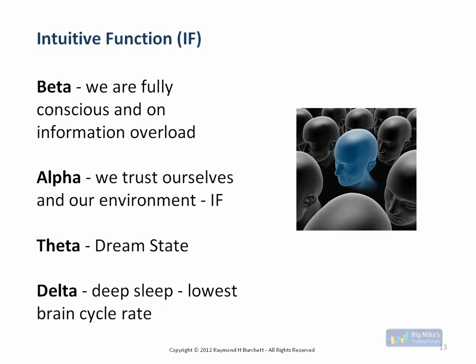Where we need to be for intuitive function to occur is alpha. When we're in alpha, we trust our environment, we trust ourselves to participate in it. Now here's the key thing to remember. As I said before, all of us perform intuitively to some degree. The most successful, the ones who consistently outperform everyone else, get to a deeper intuitive state. They get to a deeper state in alpha.